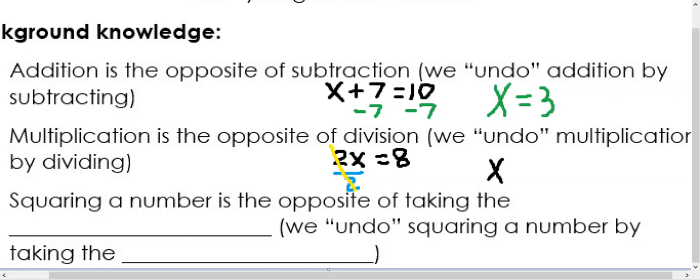And then it's an equation, so I have to keep it balanced. So I would do the same thing to the other side. I would divide by 2. 8 divided by 2, I know equals 4, so that would leave us with x equals 4.